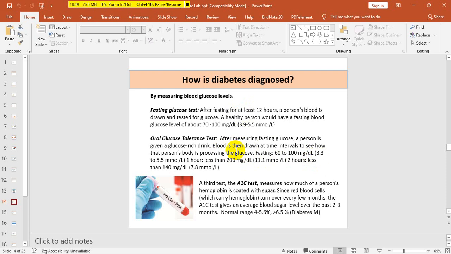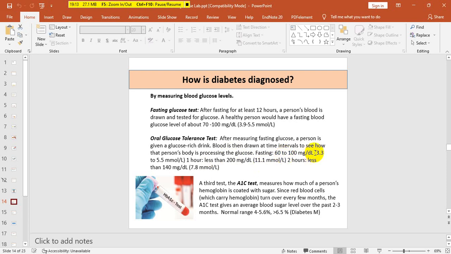750 grams of glucose that has been diluted in mineral water. Then you mix it and give her to drink. After drinking, 30 minutes time you do the test. 1 hour time you do another test. 1.5 hours you do another test. 2 hours you do another test.